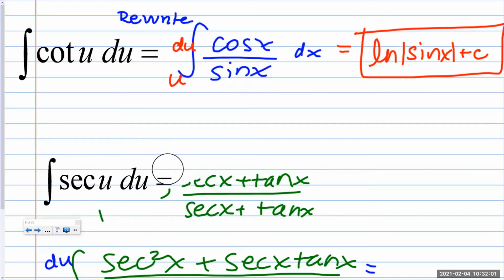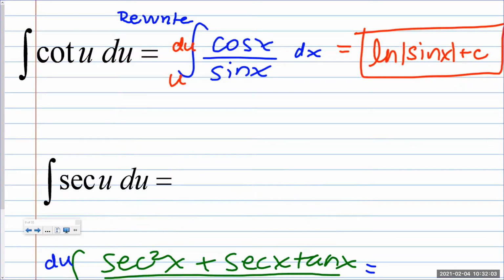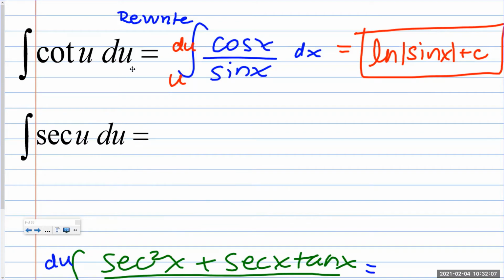Okay, all right, let's look at this. The cotangent one we did yesterday, it really was just an ln problem. The secant one, the way it's derived is this, and you don't have to know how it's derived, but I'm just going to show you. It's kind of interesting.